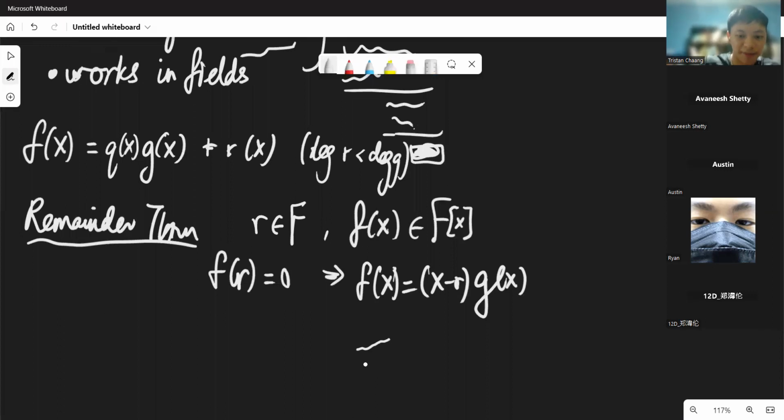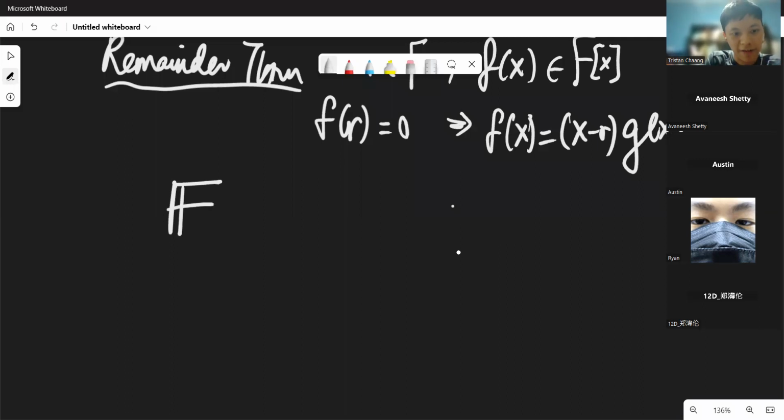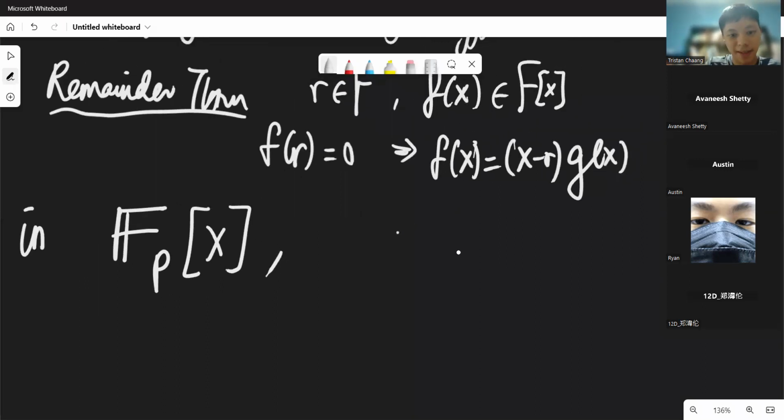So that means a very important result. In F_p, now we refer back to F_p. Just now we were talking about arbitrary fields, because I want to talk about the useful things. Now we talk about F_p. In F_p[x], there is factorization.